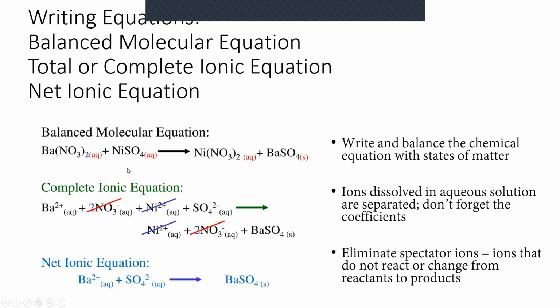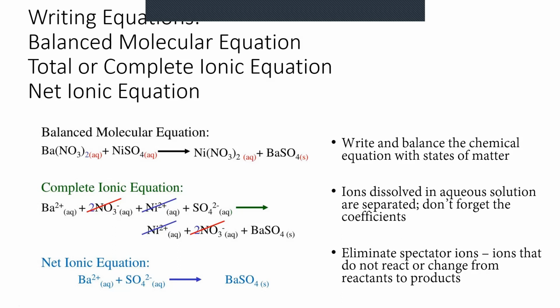Nickel sulfate is also in an aqueous solution, so we're going to separate that into nickel 2+ ions and sulfate ions. And that forms, again, nickel ions on the product side and nitrate ions, 2 of them, and barium sulfate. Because barium sulfate precipitates from this reaction, it's in the solid phase and we do not separate it into ions.